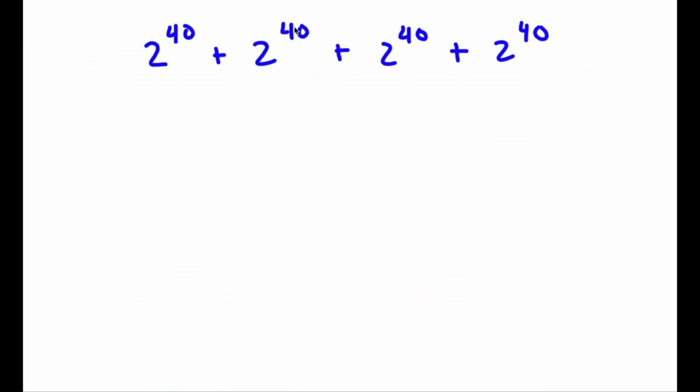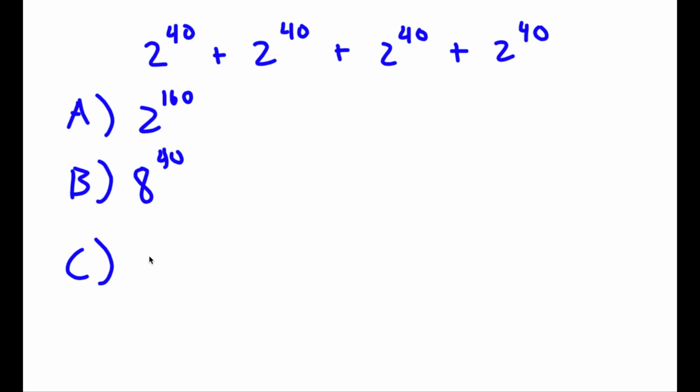Now the next problem: 2 to the power of 40 plus 2 to the power of 40 plus 2 to the power of 40 plus 2 to the power of 40. And I actually have 4 answer choices for this problem. So for A, I have 2 to the power of 160. For B, I have 8 to the power of 40. For C, I have 2 to the power of 42. And for D, I have 2 to the power of 21.